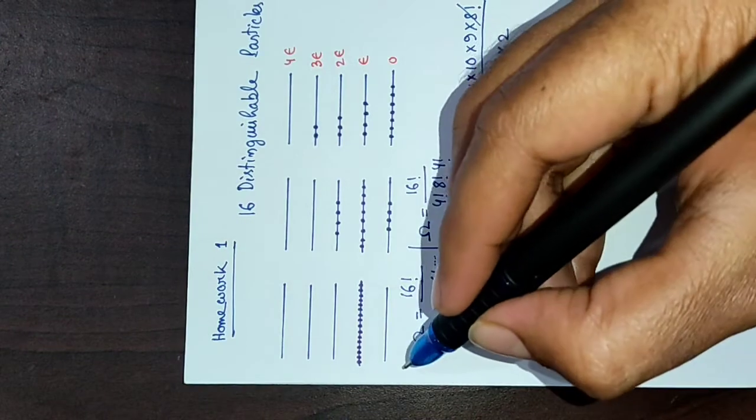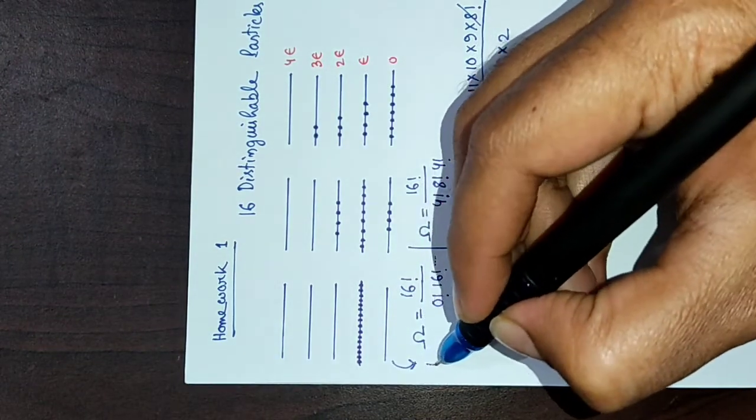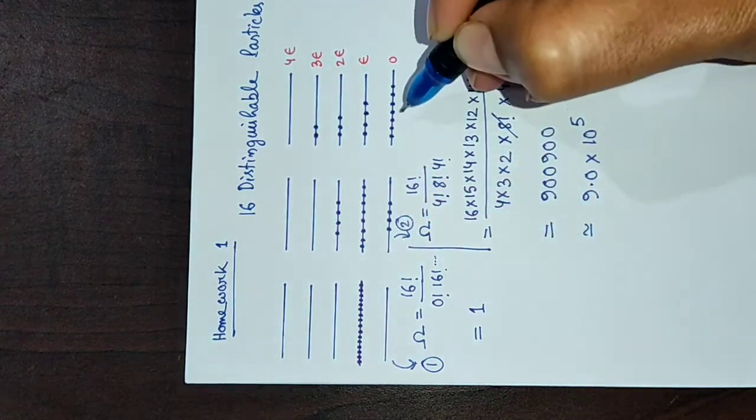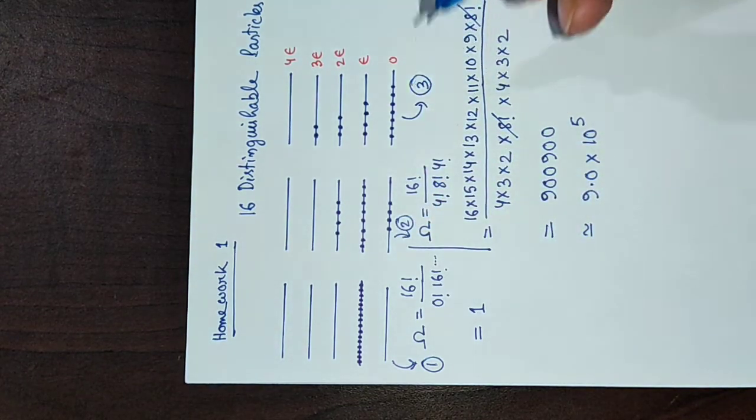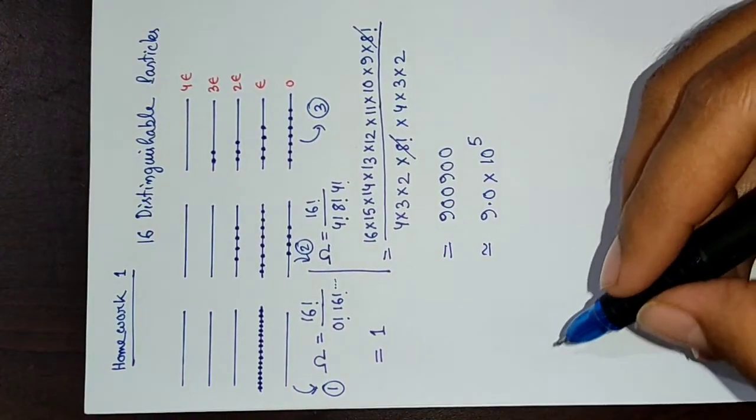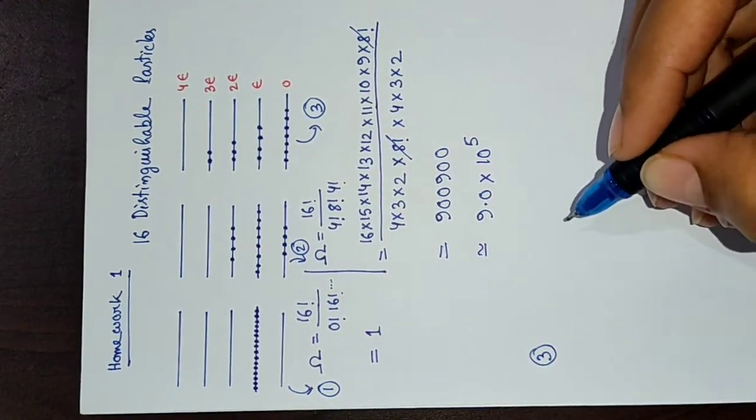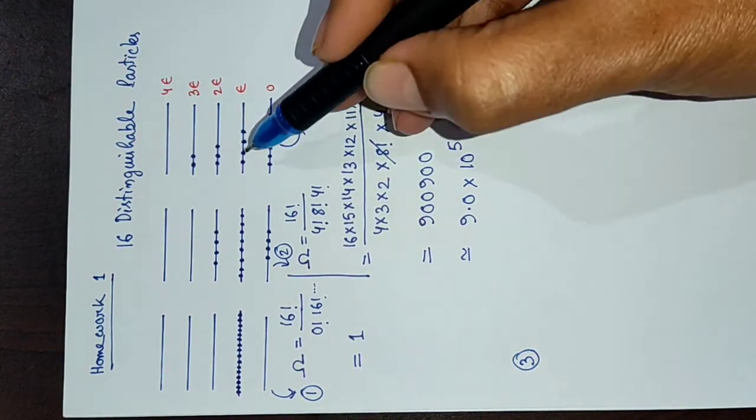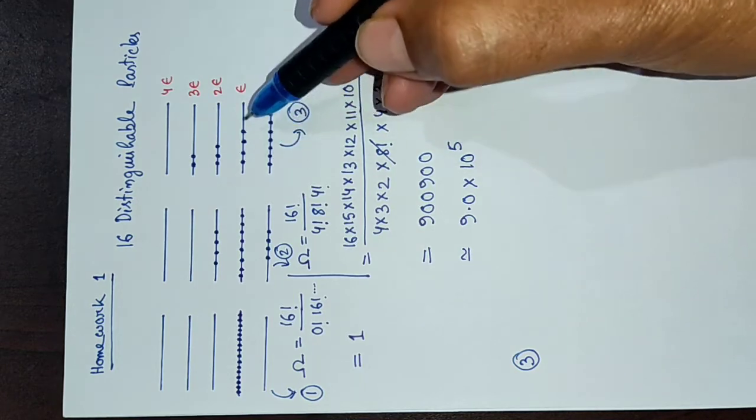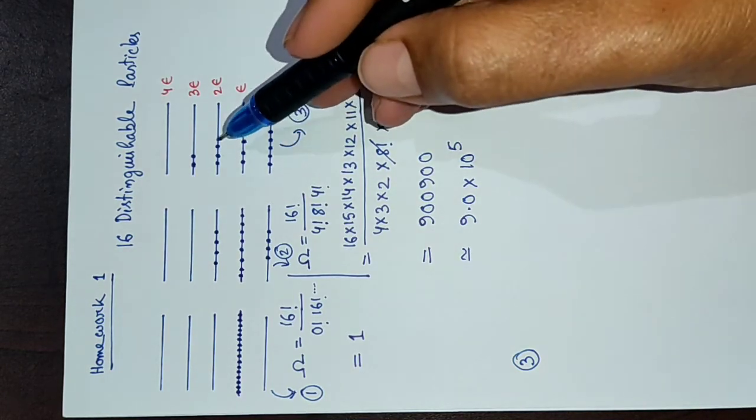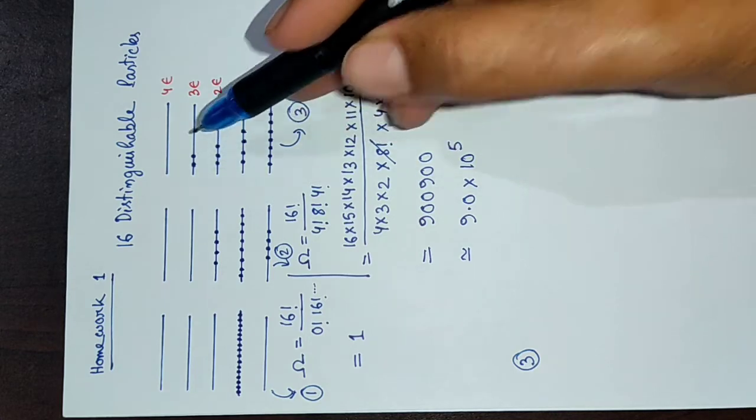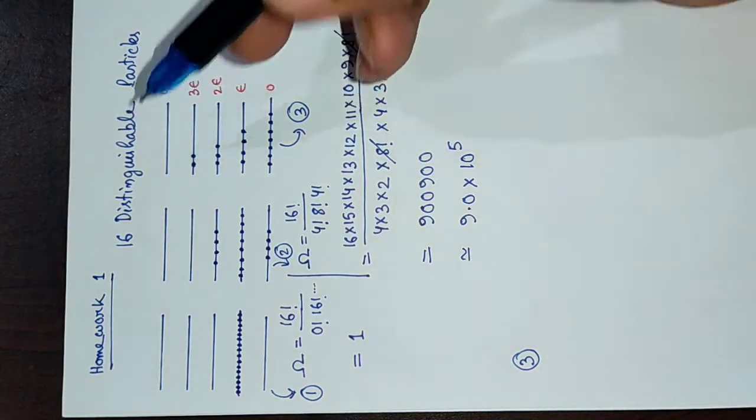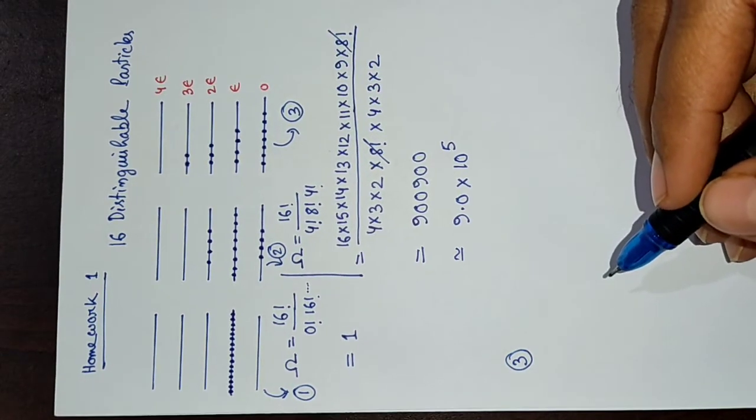So this is for the first macrostate, this one, 1. This is for the second case, it is 2. And for the third macrostate, what we have? We have 7 particles in the ground state, 4 in the first excited state, 3 in the second, and 2 in the third excited state. And thereafter, there is no particles.